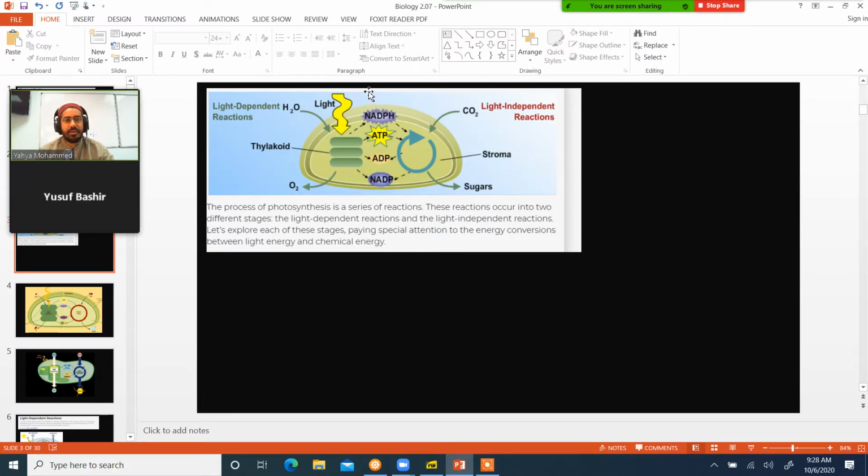Now, Yusuf, what is produced in the light-dependent reactions? What do we see that's being produced here? Oxygen, ATP, and NADPH. Good. So all the arrows coming out: oxygen, ATP, and NADPH. Are ADP and NADP being produced? Because these lines are going from both sides. Does that mean it's being produced from both? I'm pretty sure.